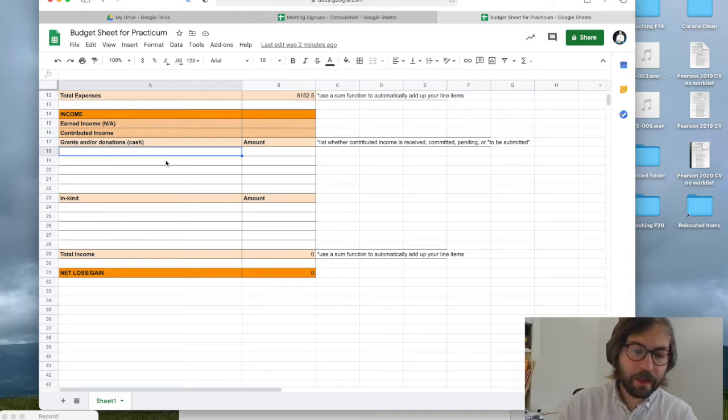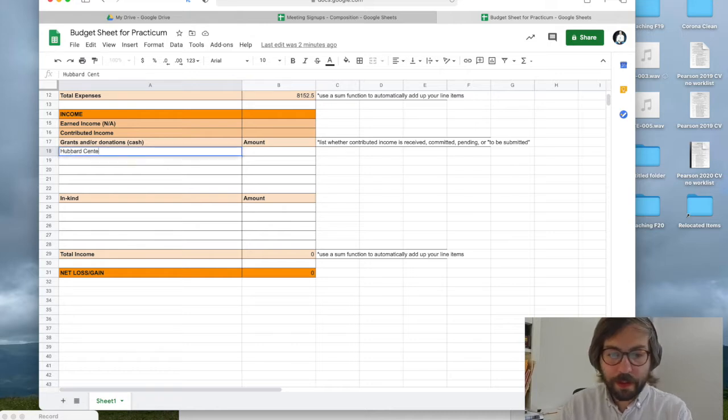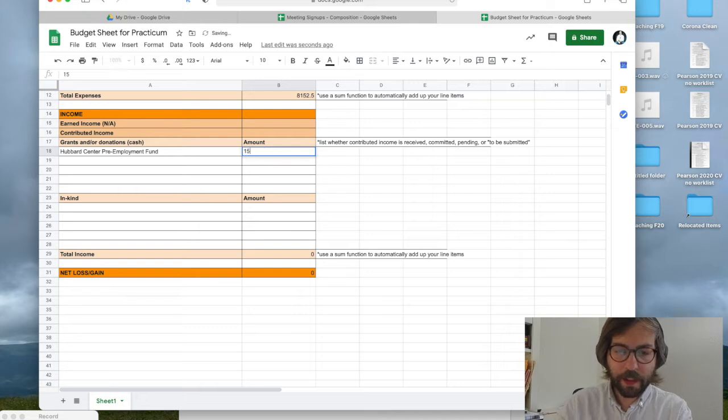So let's say, Hubbard Center, I forget what it is. Is it called pre-employment fund or something like that? And let's say they give you $150.